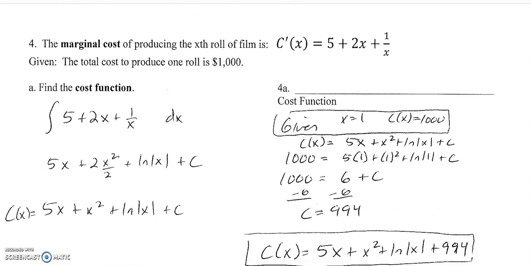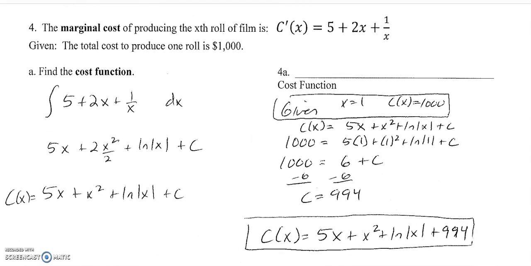Question 4. Question 4 says, the marginal cost of producing the xth roll of film is c prime x equals 5 plus 2x plus 1 over x, given that the total cost to produce one roll is $1,000. So we're given a marginal cost because we have a derivative of cost, and we want to work backwards to cost. So we're going to take the integral, the antiderivative.